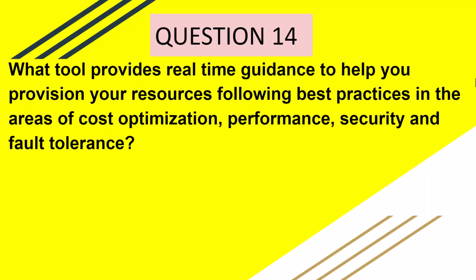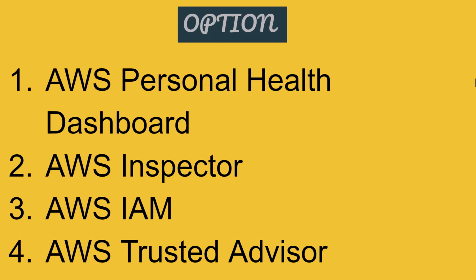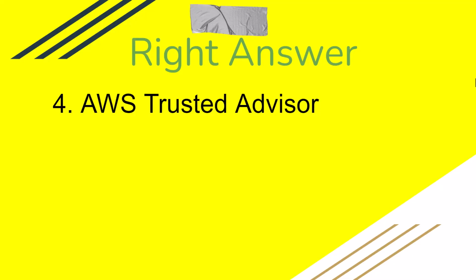Question 14. What tool provides real-time guidance to help you provision your resources following best practices in the areas of cost optimization, performance, security and fault tolerance? Option 1. AWS Personal Health Dashboard. 2. AWS Inspector. 3. AWS IAM. 4. AWS Trusted Advisor. Right answer is 4. AWS Trusted Advisor.